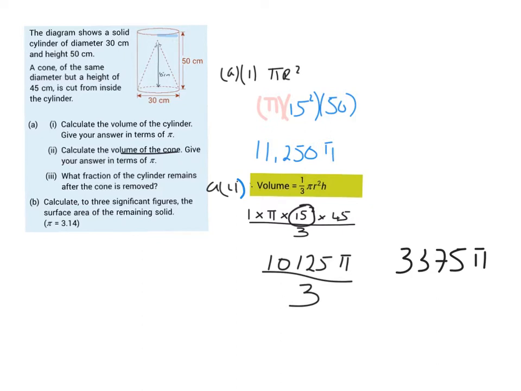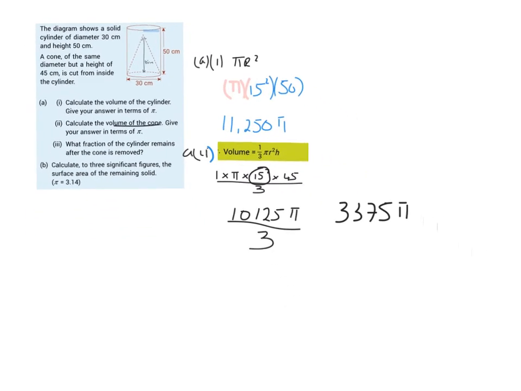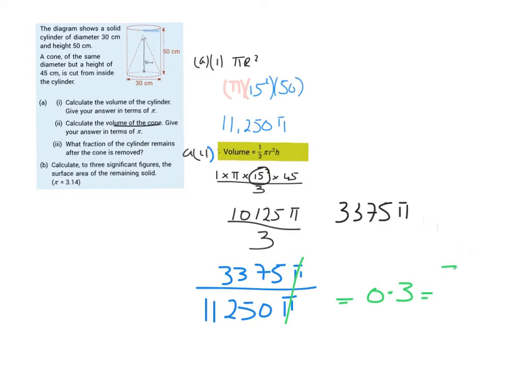Okay, so the third part of that question says, what fraction of the cylinder remains after the cone is removed? We know that the whole thing is 11,250 and the cone is 3,375. So let's find what fraction of the whole thing is the cone. It's going to be 3,375 pi over 11,250 pi, and I can get rid of the two pi's. I have now 3,375 divided by 11,250, and that gives me 0.3 on my calculator, which is the same as 3/10.